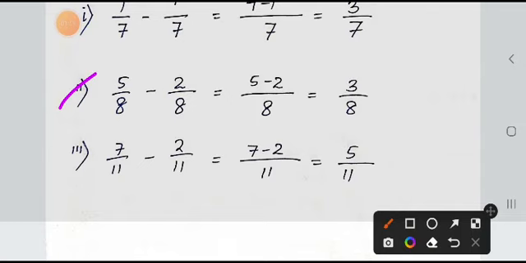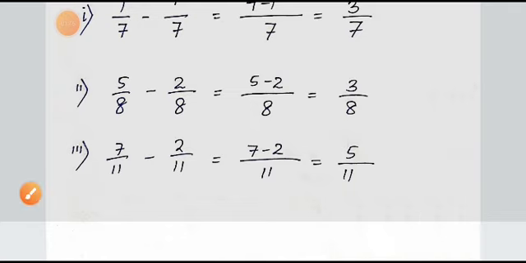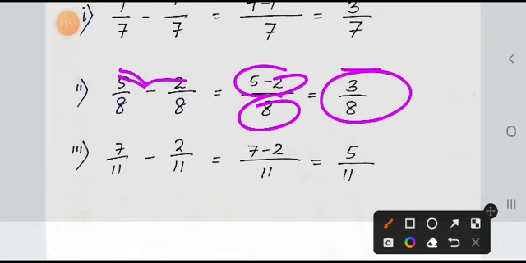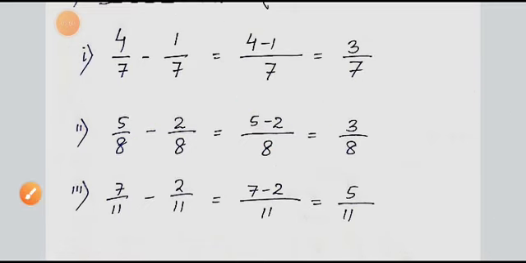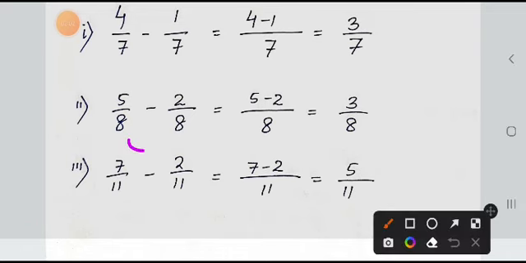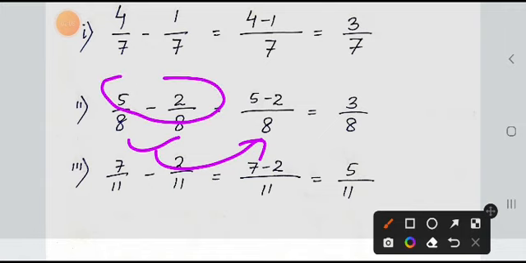Let's see the other example. 5 upon 8 minus 2 upon 8. This is also case of like fractions because it has same denominator 8. Simply write 8 here and just subtract 2 from 5. So 5 minus 2, that is 3. So 3 upon 8 is the correct answer, or you can say this is the process of like fractions. So we can write the denominator as same, and just we have to subtract. We have to do the subtraction process on the numerator.